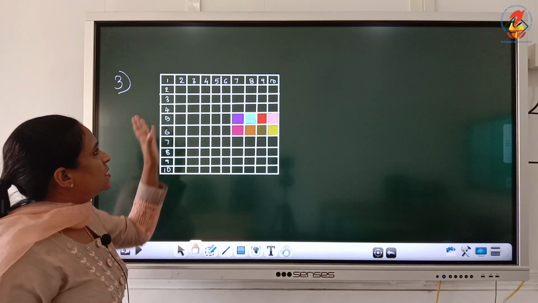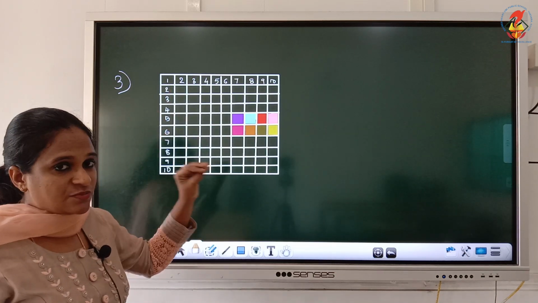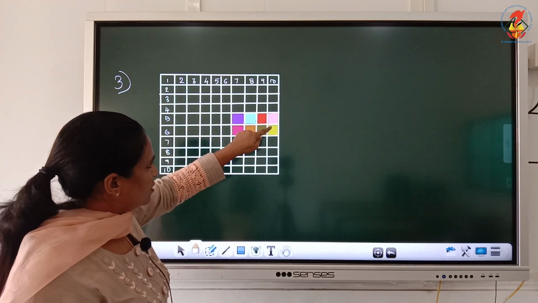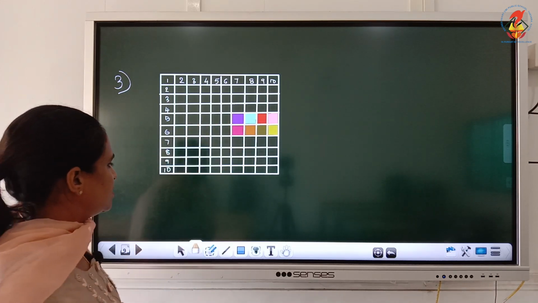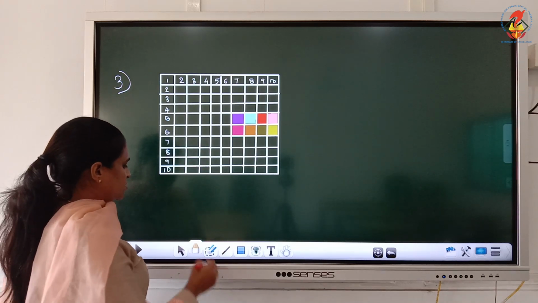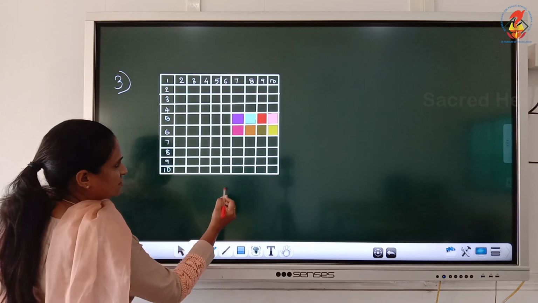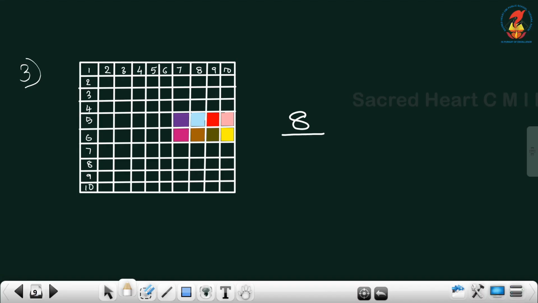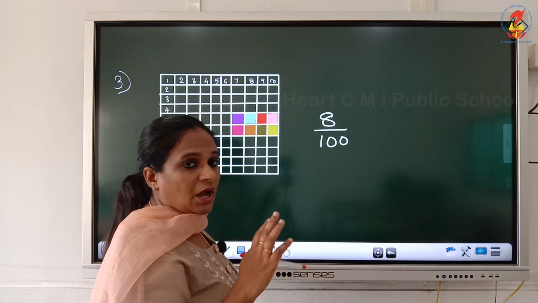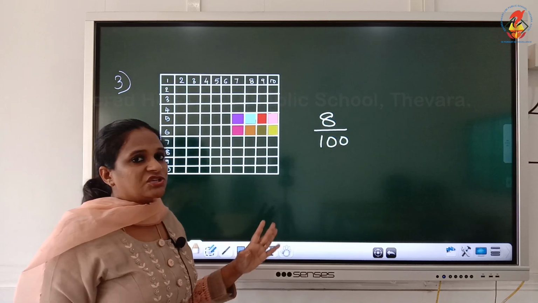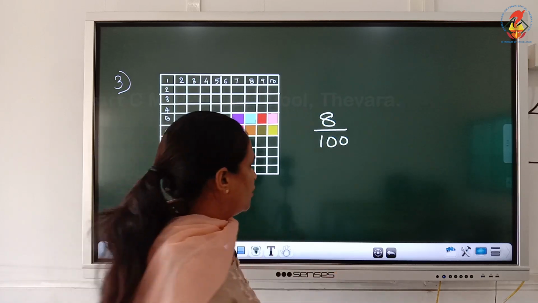Third question, a figure is given with 100 small square boxes. Now 8 are shaded, 1, 2, 3, 4, 5, 6, 7, 8. 8 boxes are shaded. How do you write in a fraction? You write it as 8 by 100, because there are 100 small square boxes, 100 equal boxes, from that 8 are shaded. So you write in fraction as 8 by 100.